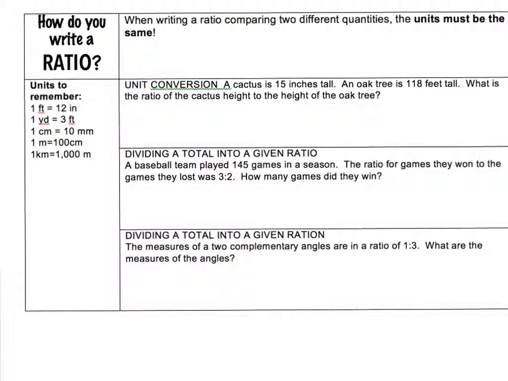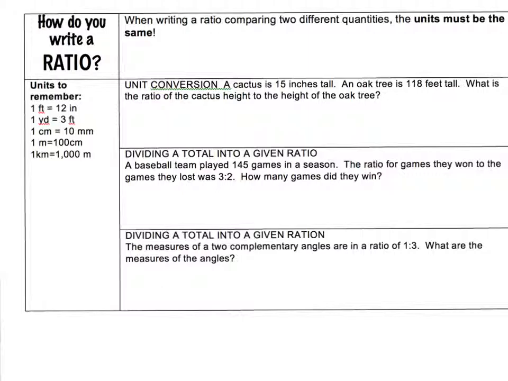So how do we write a ratio? When you're writing a ratio comparing two different quantities, it's important that the units are the same. Let's look at an example and see why. A cactus is 15 inches tall. An oak tree is 118 feet tall. What is the ratio of the cactus height to the height of the oak tree?